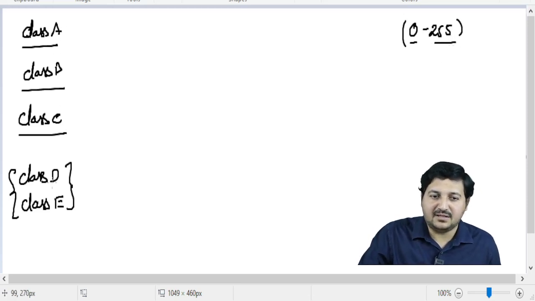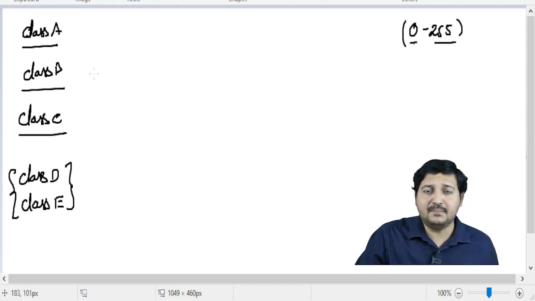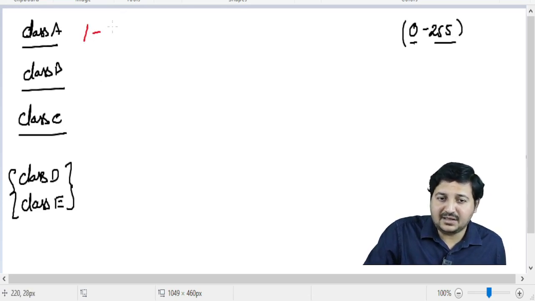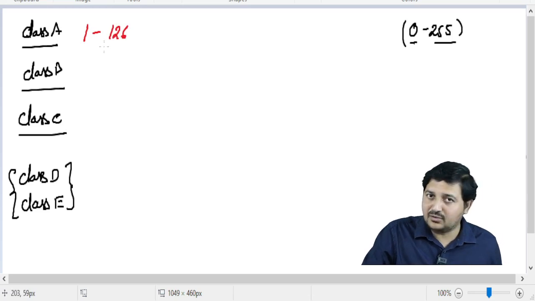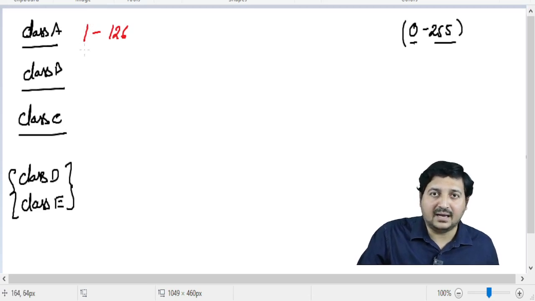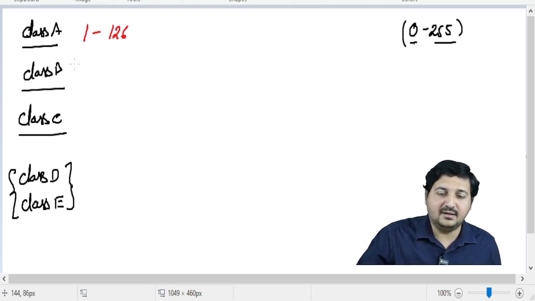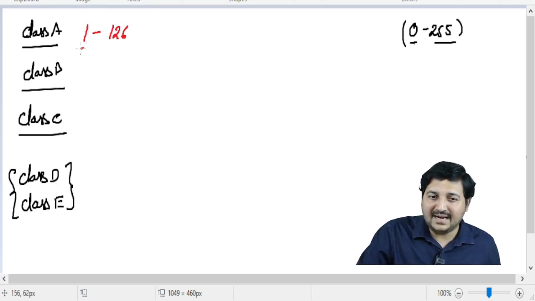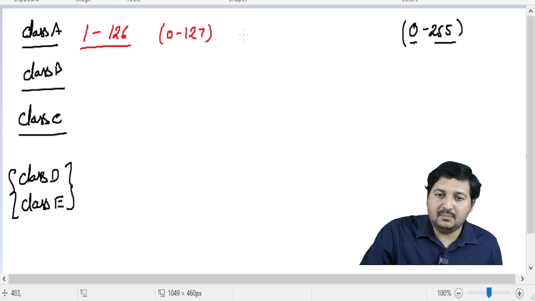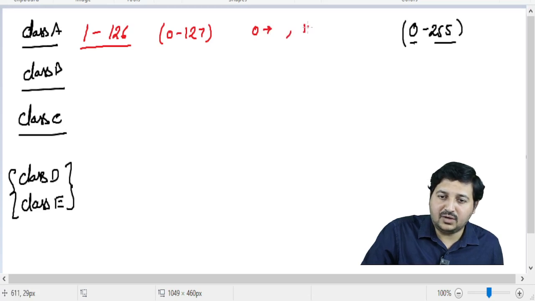So for these 5 classes, we are going to get the range only from this to this. Now, take for example class A. Class A, the valid range. Why do I say valid? Because 0 cannot be used. The valid range in class A is 1 to 126. Actually it goes up to 127, but 127 we are not going to use as an IP address because it is used for loopback. What loopback means, we will discuss in a later session. Actually the range is 0 to 127, but 0 is not used, and 127 is also not used. So the valid range will be 1 to 126.